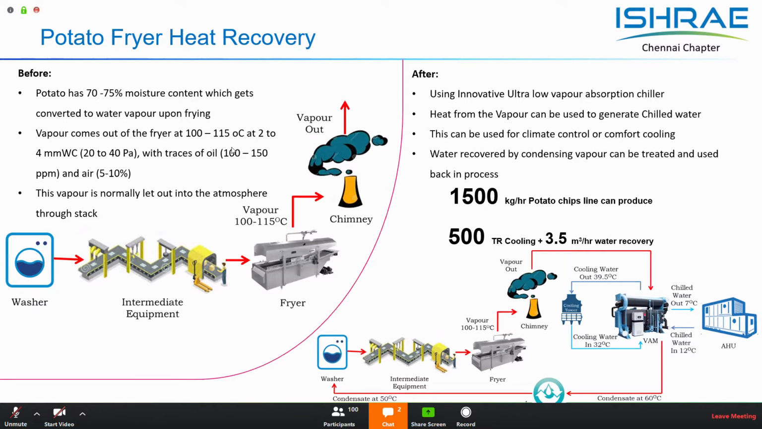Now, like in any industry, there are air conditioning requirements in the snack industry as well, where you have to maintain a particular temperature and humidity level in the packaging unit to ensure that the crispiness of the chips is not lost. So for that, this chilled water can be utilized. So you are generating wealth from waste. The waste heat going out in the form of vapor is now able to meet the cooling demands of the application.